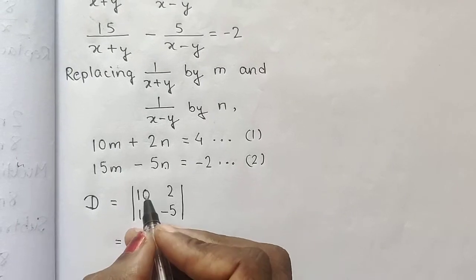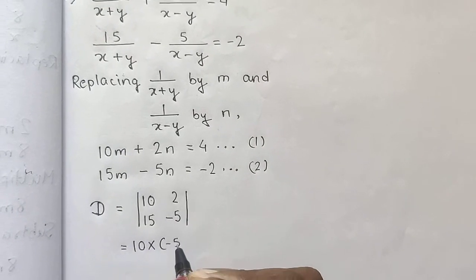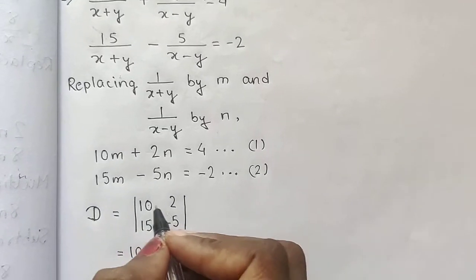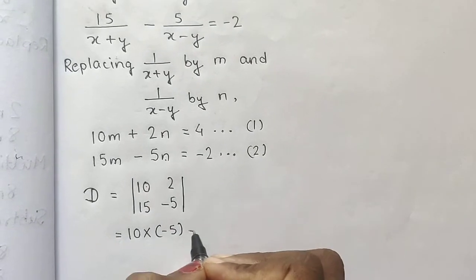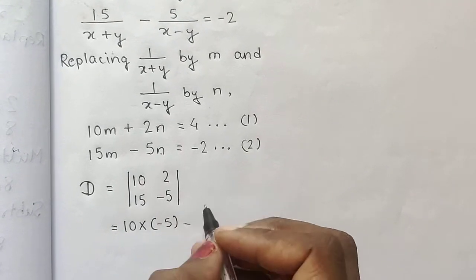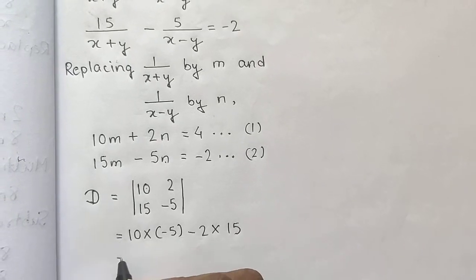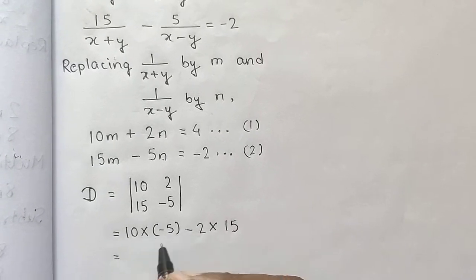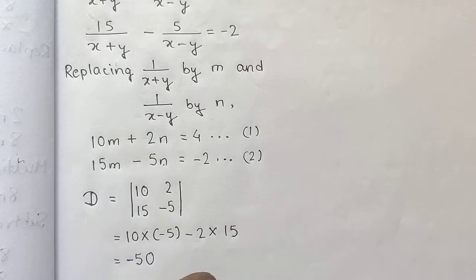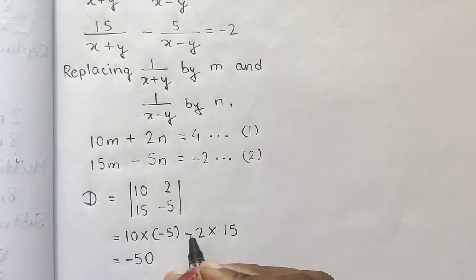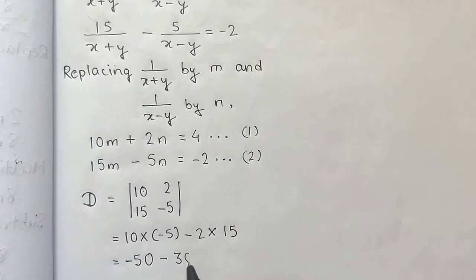First do the cross multiplication of 10 with minus 5. Then a minus sign we are going to introduce, then 2 into 15. What is the answer of 10 times 5? 50, and since the minus sign is there, put a minus sign here. Now see the second one, minus is there, 2 times 15 is 30.